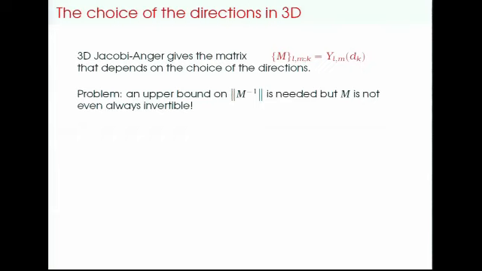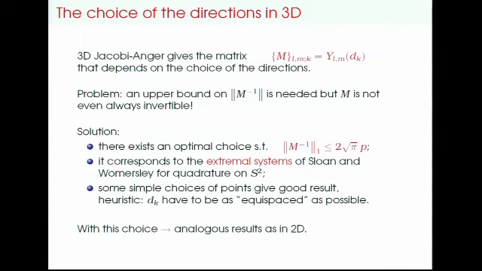So we want to do the same in 3D, and the matrix of the system we have to solve now is given by spherical harmonics. So in general, it's not even invertible, and we would like to give a bound on the norm of the inverse. So we need to be a bit more careful. We see that there exists an optimal choice of directions such that the norm of the inverse grows in a very nice way, just linear in the number of plane waves.